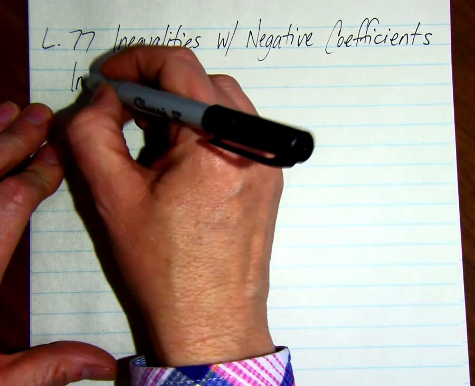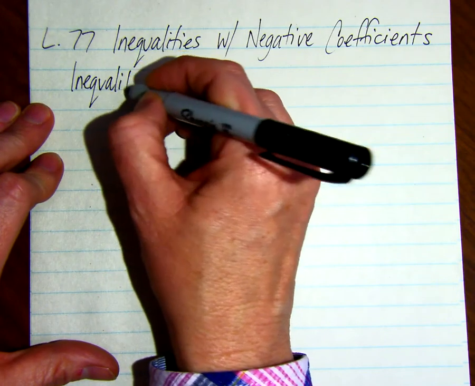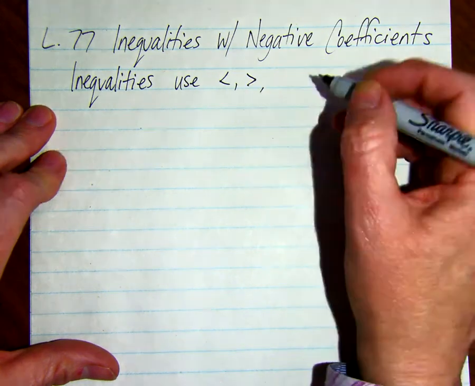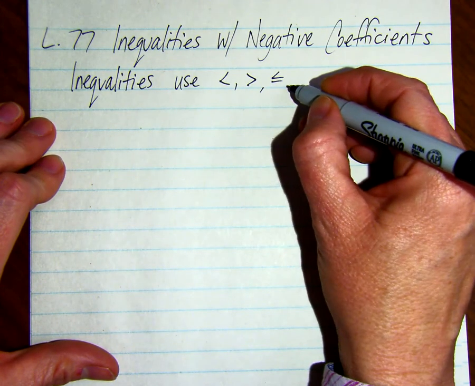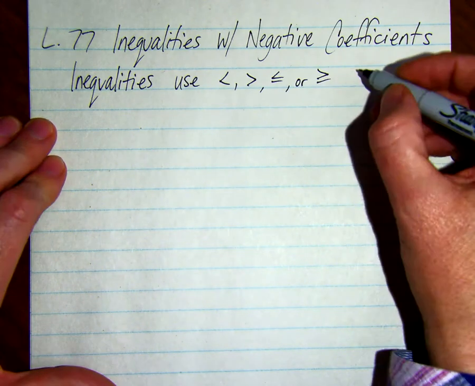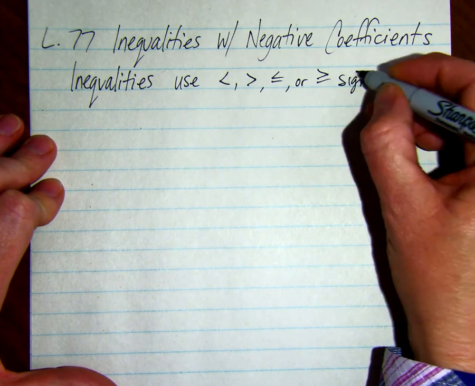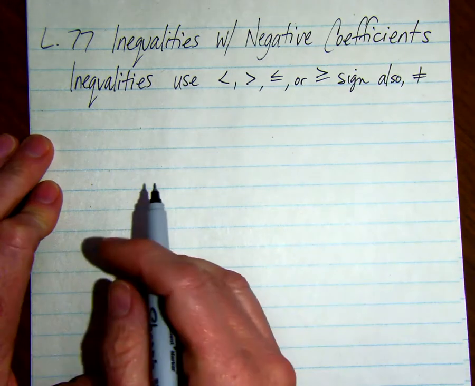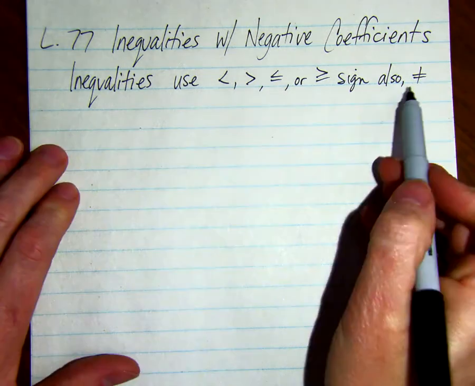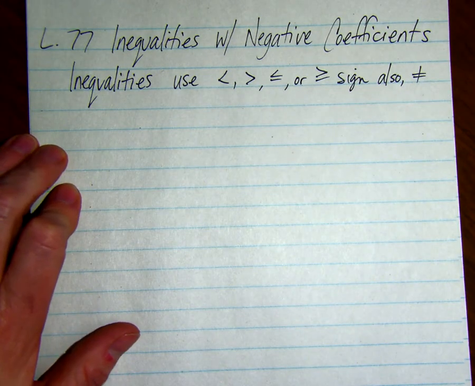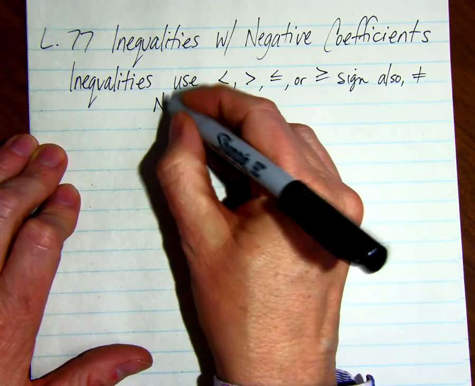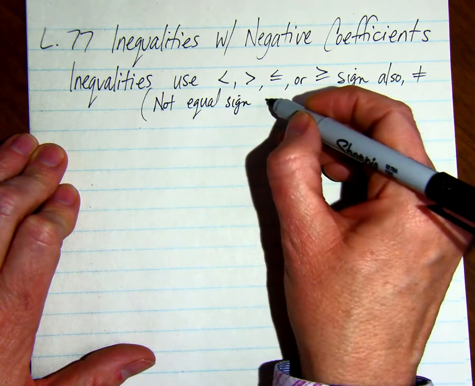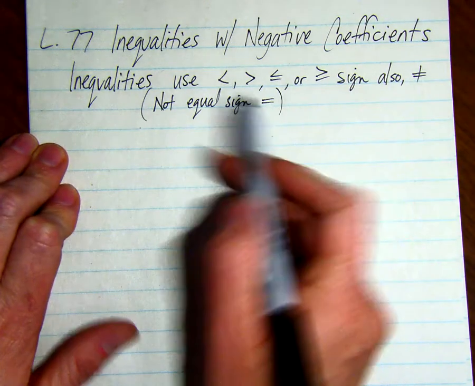The inequalities are the statements that use less than, greater than, less than or equal to, or the greater than or equal to sign. Also, the does not equal sign. Okay? Those are inequalities. They do not have the equal sign. So we don't use the equal sign.